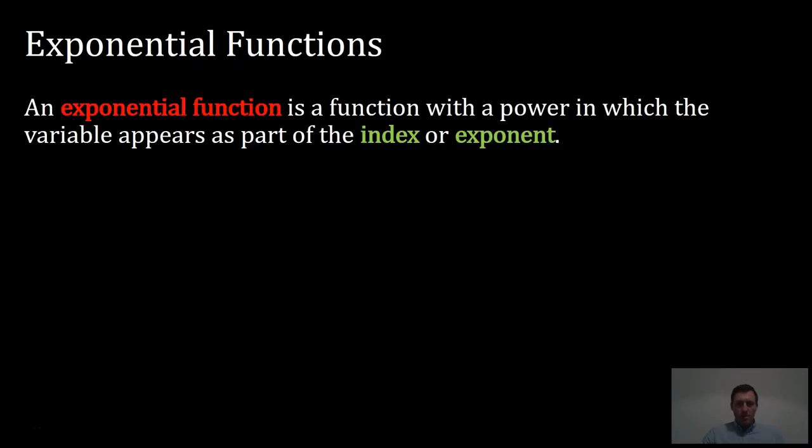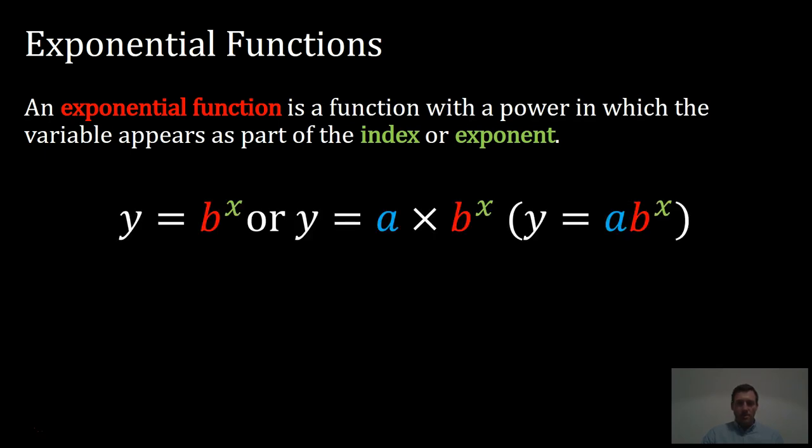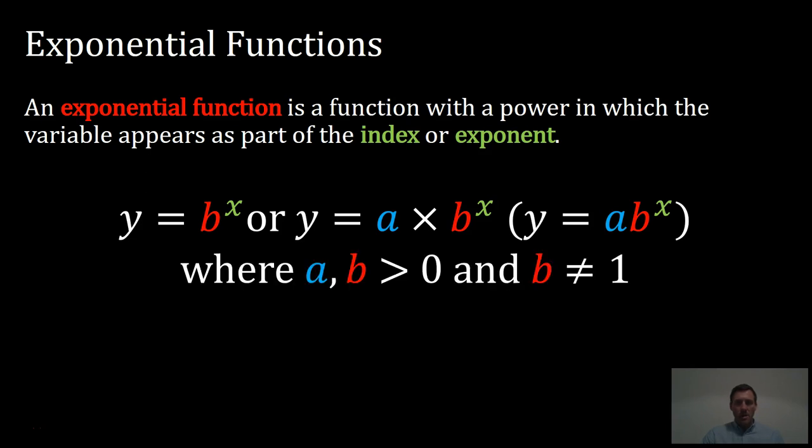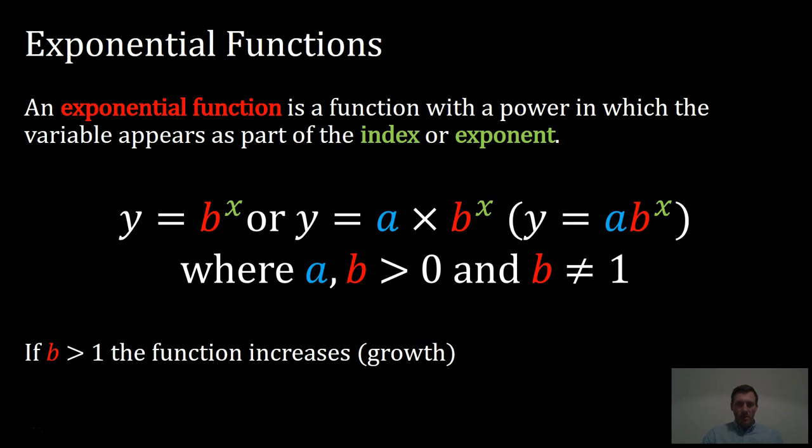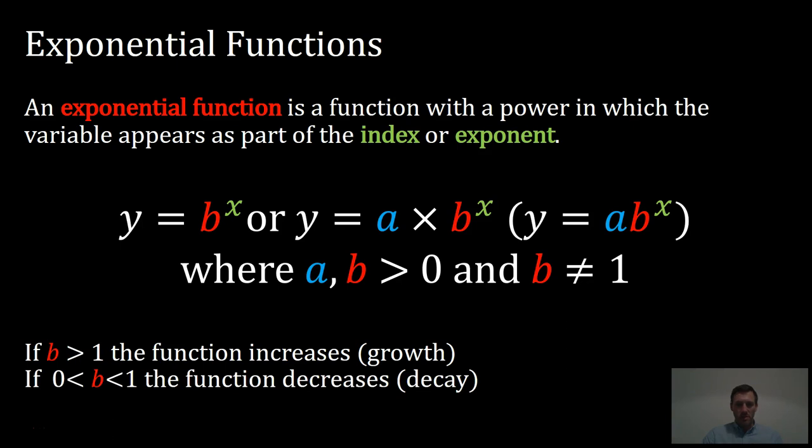You may recall that an exponential function is a function with a power in which the variable appears as part of the index or exponent. The exponential functions have the form y equals b to the power of x, or y equals a multiplied by b to the power of x, which can be written y equals a times b to the power of x, where a and b are both greater than 0, and b is not equal to 1. If b is greater than 1, the function is increasing, we have growth. If b is greater than 0, but less than 1, the function is decreasing, and we have decay. I have separate videos on this.